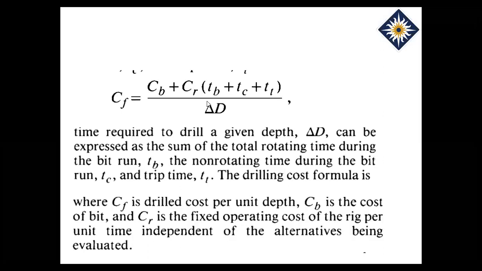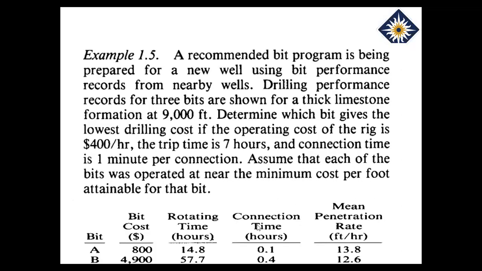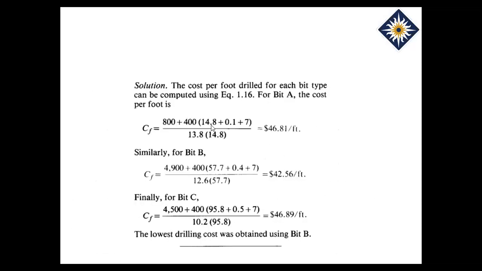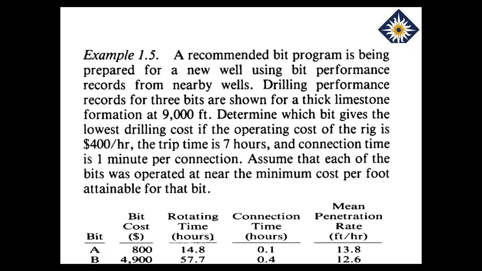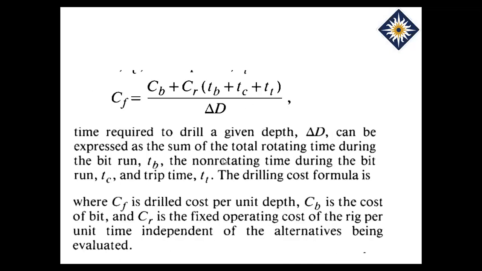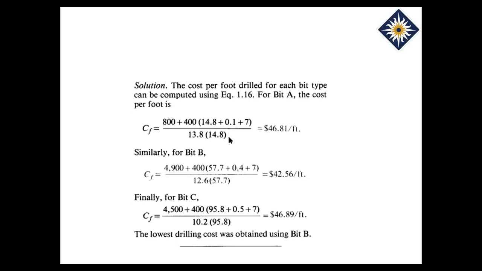Then the bit rotating time is given from the nearby wells. How much time can the bit rotate? Here it is given as 14.8, 57.7, 95.8. Then the second point is the total non-rotating time, which we also know from the nearby wells. Connection time, you can say, is 0.1 hours, 0.4 hours, or 0.5 hours. 0.5 hours means 30 minutes. This one is less than 30 minutes, and this is probably 10 minutes. So we put all of this here, 0.1, 0.4, 0.5. All values are in hours.